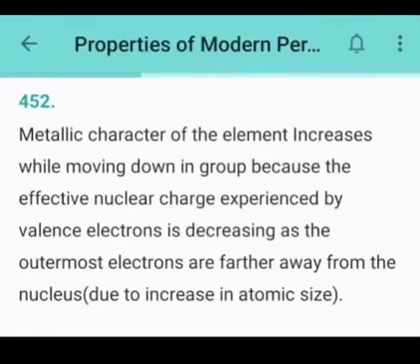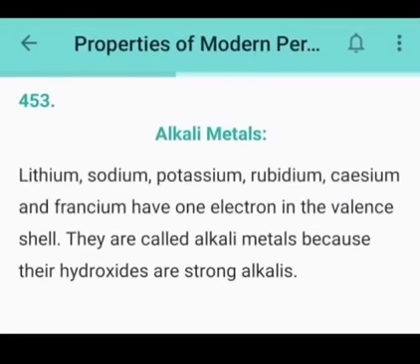Metallic character of the element increases while moving down in a group because the effective nuclear charge experienced by valence electrons is decreasing, as the outermost electrons are farther away from the nucleus due to the increase in the atomic size. The group 1 elements are also known as alkali metals. Lithium, sodium, potassium, rubidium, cesium and francium have 1 electron in the valence shell. They are called alkali metals because their hydroxides are strong alkalis.